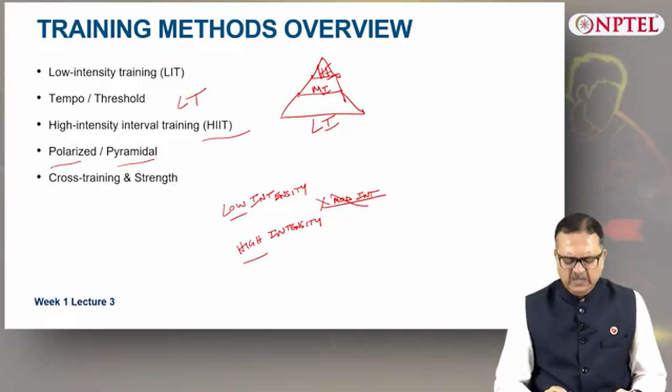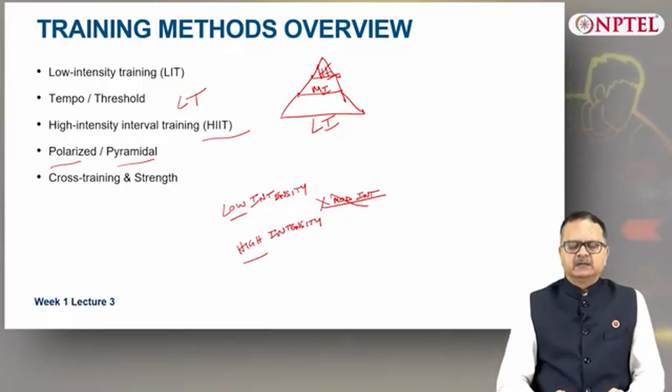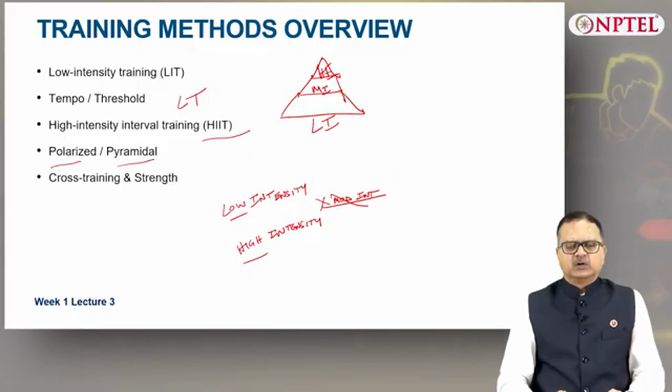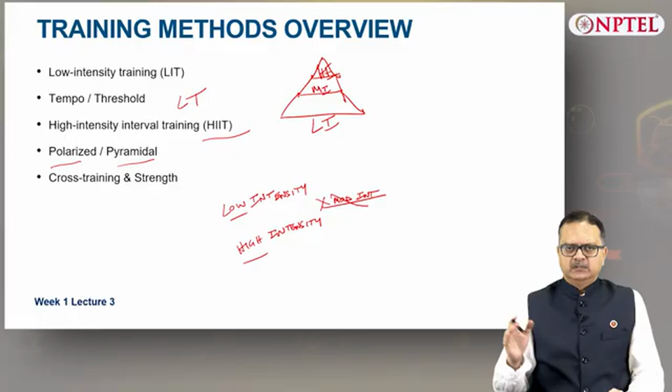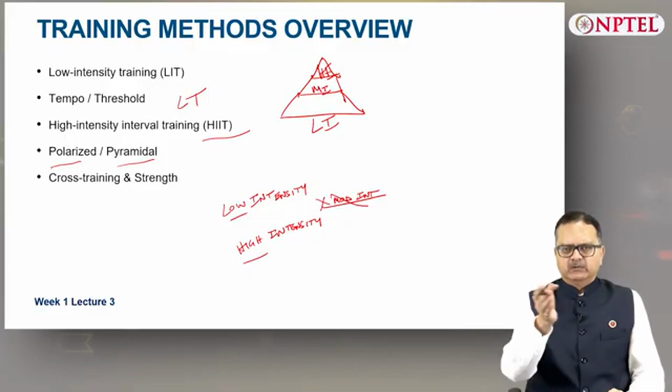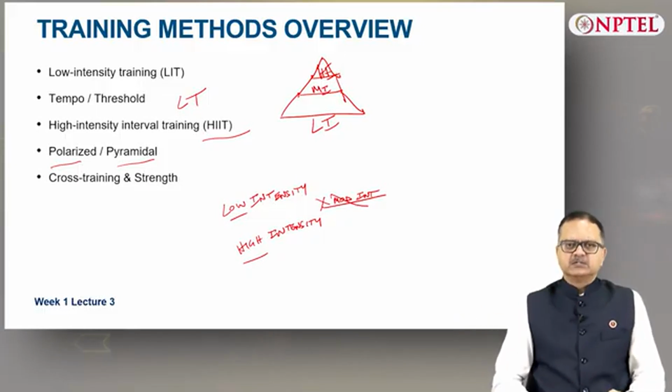Okay. You also have something called cross training and strength training. Cross training is basically you try and utilize or train some muscle groups which have not been trained regularly. For example, a swimmer who's in a training program, you put him into playing tennis for some time. A tennis player, you put him into running for some time. This is what is called cross training.